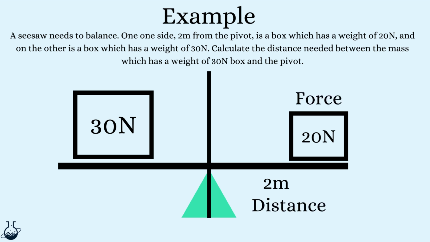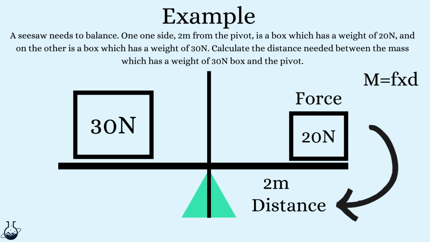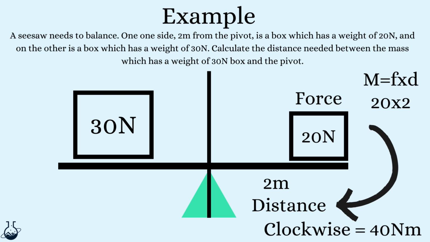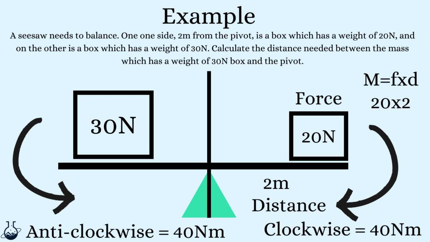So far, I have force and distance. Therefore, I can calculate the clockwise moment. Because moment is force times distance, as we practiced earlier, I can calculate 20 newtons times 2 meters, which gives me a clockwise moment of 40 newton meters. Therefore, in order to balance, as we briefly mentioned earlier, the clockwise moment needs to be the same as the anti-clockwise moment, so I can label this side with a moment of 40 newton meters.